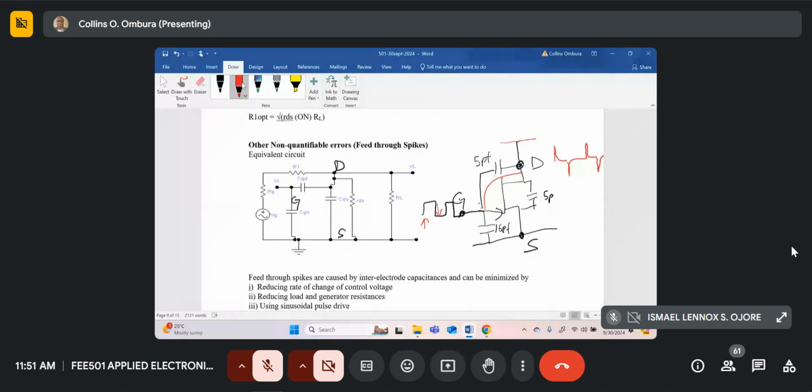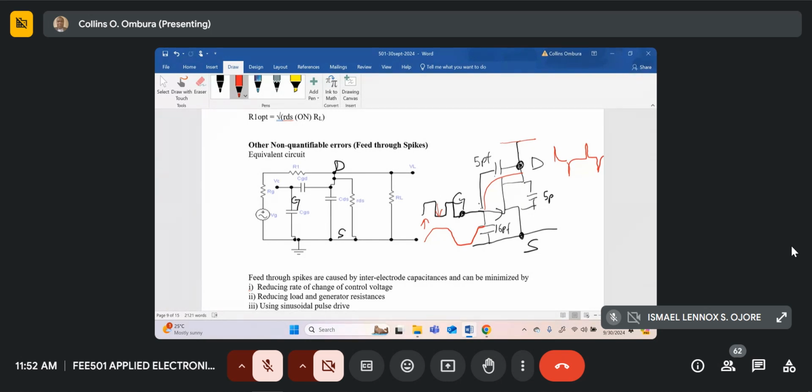Number one, reducing the rate of change of the control voltage. Now in the diagram, I've shown switching with rectangular pulses. Rectangular pulses have a very high rate of change when the signals are transitioning. So instead of using a rectangular waveform, you can use a ramp waveform. A ramp waveform would be a waveform that goes something like that. It will still work.